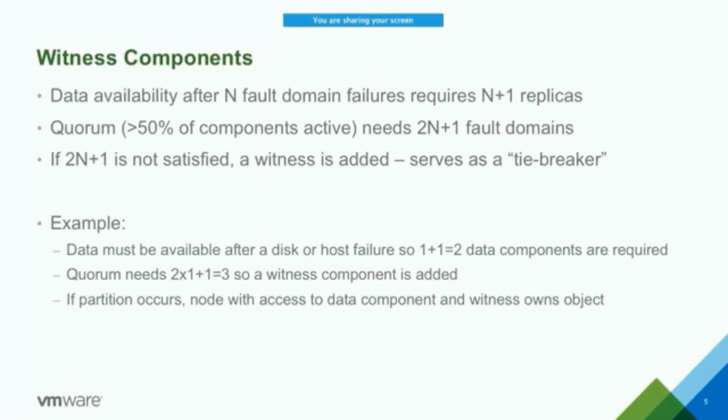If the 2n plus 1 is not satisfied, so the 2 copies plus the witness is added. So in some cases you may see a witness, in other cases you might not see a witness. It just depends. There's an example there toward the bottom of the screen. So if you're looking at a single host failure, obviously we're going to need at least 2 data components, so that we can survive the loss of one of those hosts. Now, since we have an even number of components there, we're going to add a witness in that situation, so that there are a total of 3 components, which again gives us that odd number which is necessary to achieve quorum if there is some type of partition or isolation in the vSAN environment.